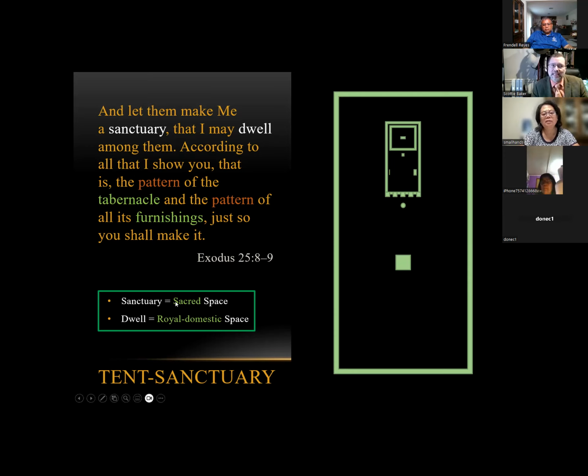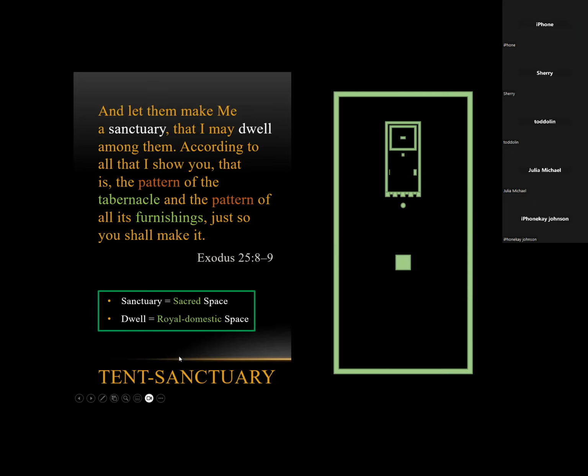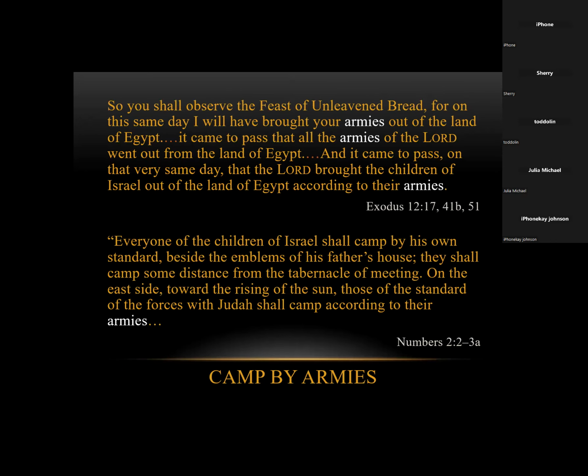And so what it tells us is that there's this wilderness sanctuary, this tent sanctuary, is a sacred space, but it's also a royal domestic space, because he's their king. Not only is he their God, but he's also their king. And so we're looking at those 2 elements, and I did that in the Egyptian context, and I'm not going to bore you with all statistics and all that tonight. I'm not going to skip over, but just know that that's what I was looking at.